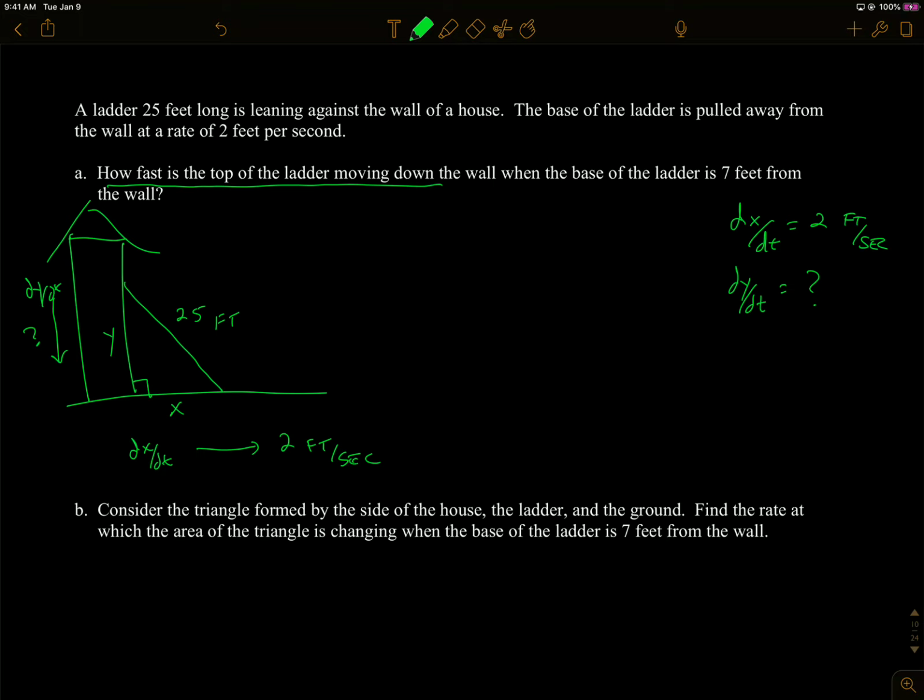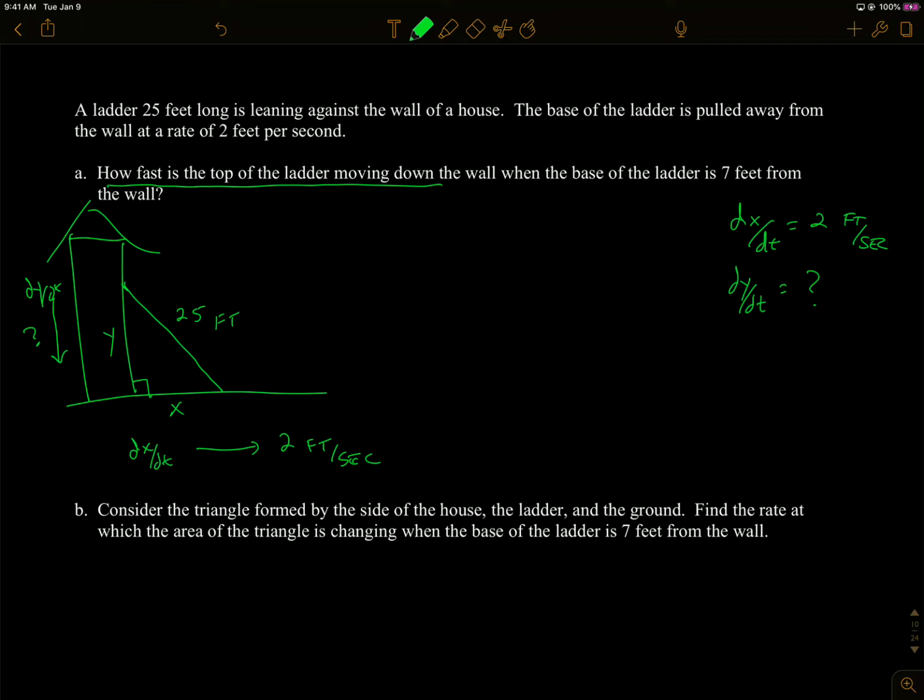I do know it should come out to be negative because y is decreasing. The length of y is getting smaller and smaller and smaller. So if y is decreasing, the rate of change of y, i.e. its derivative, should be negative. All right, so dy/dt is what we're looking for.